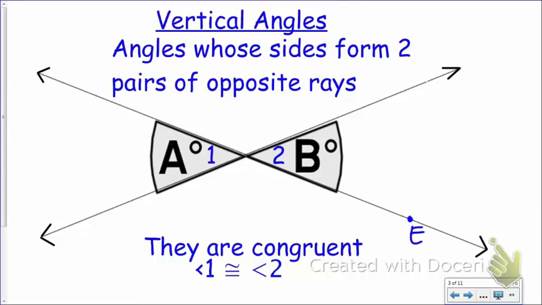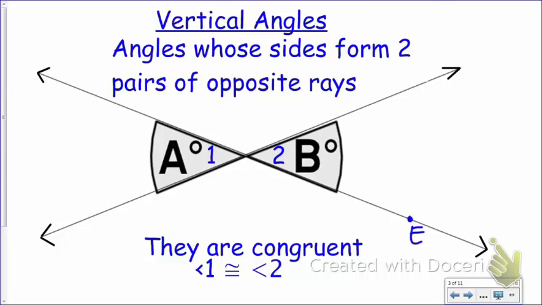The first type of angle we're going to look at are called vertical angles. Vertical angles are angles that, if you have two lines that intersect or cross, are across from each other. Another way of thinking of it is wherever there's an X, the angles that are across from each other, like angle 1 and angle 2 in this picture, are called vertical angles. Below, it says that angle 1 and angle 2 are congruent.